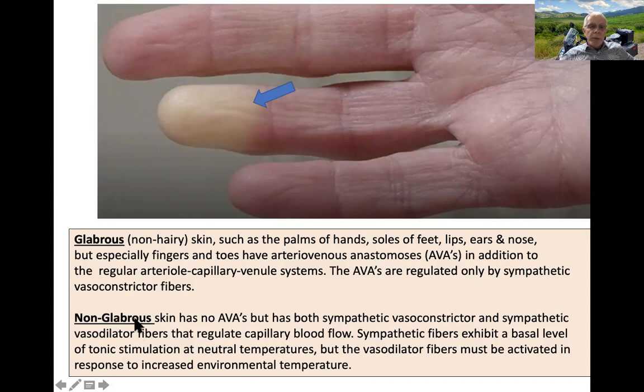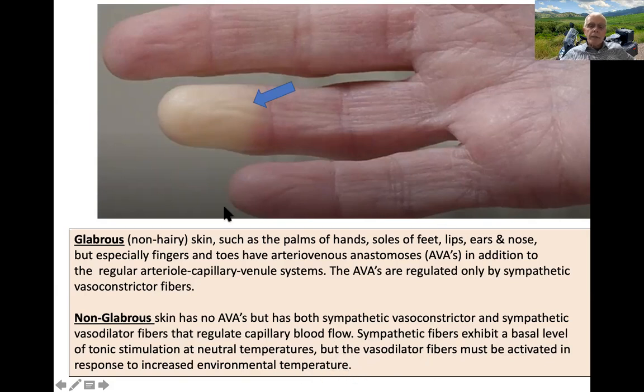Other areas of the body, like haired areas that are non-glabrous, have few or no AVAs. In these regions, there are both sympathetic vasoconstrictor and vasodilator fibers that regulate blood flow. Almost all of these fibers exhibit a basal level of tone. I've said here that sympathetic fibers exhibit a basal level of tonic stimulation at neutral temperatures, but the dilatory fibers have to be actually activated when the ambient temperature goes way up.